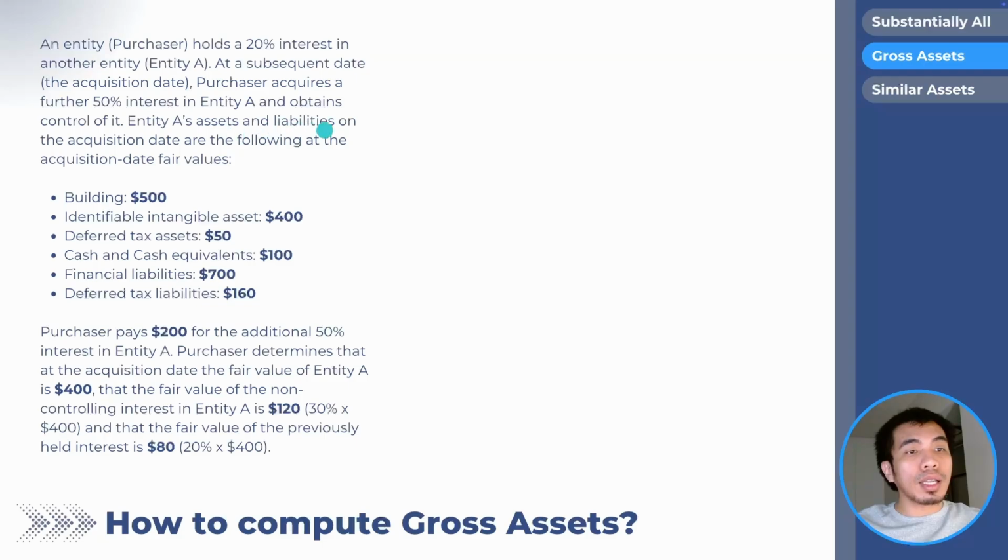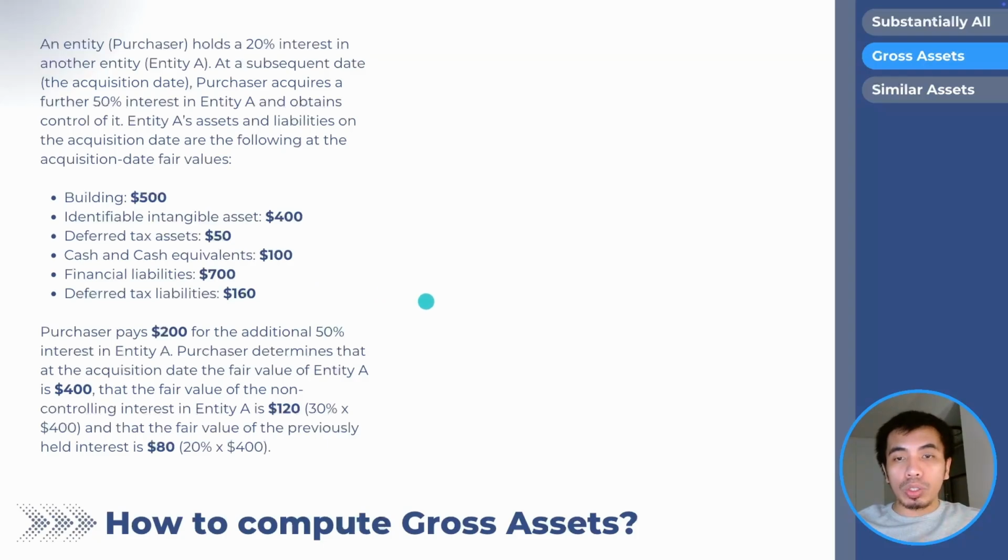Entity A's assets and liabilities on the acquisition date are the following at the acquisition date fair value. So these are already at fair values. There's a building, $500. There's an identifiable intangible asset, $400. There are deferred tax assets, $50. Cash and cash equivalents, we have 100. Financial liabilities, 700. And separate from the financial liability, we have deferred tax liabilities at 160.